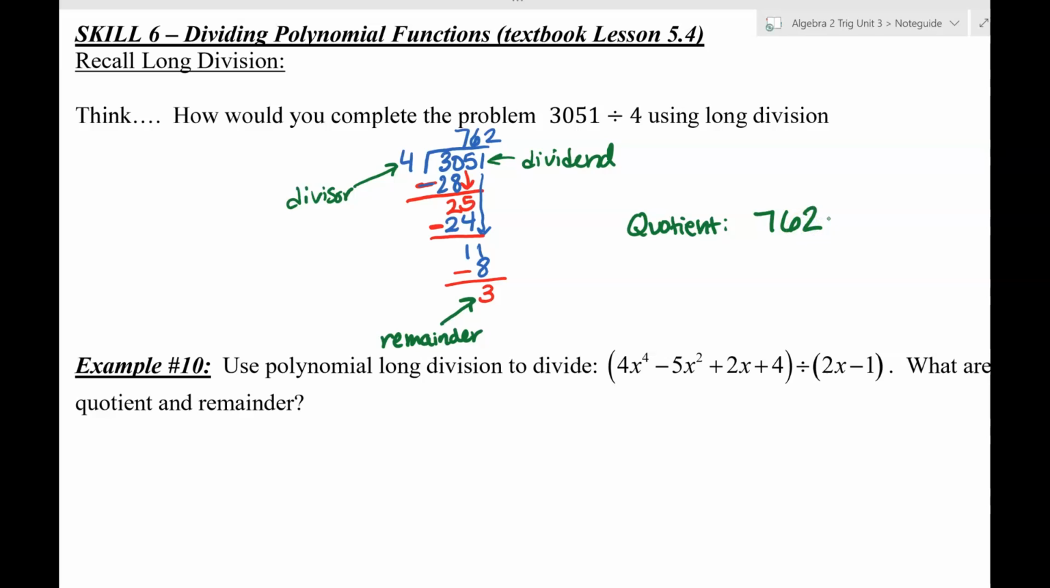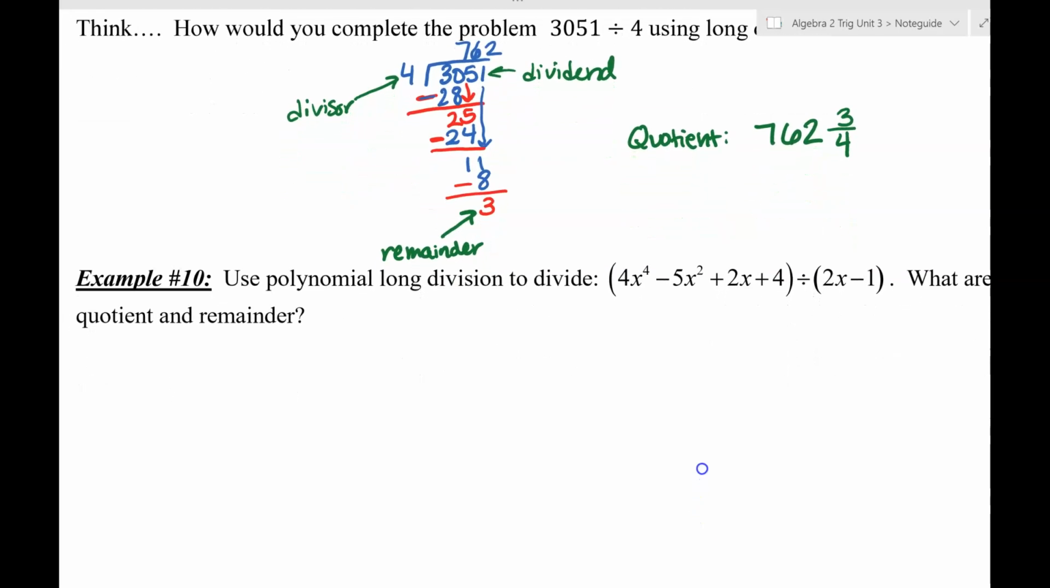Now, way back in the day, you'd write a little r with the 3. Then we got a little more specific mathematically, and we write that it's 3 out of 4 left over, so we can write that as that fractional value. So now we're going to try and use this same process with a polynomial. You'll see here I have one polynomial divided by another.